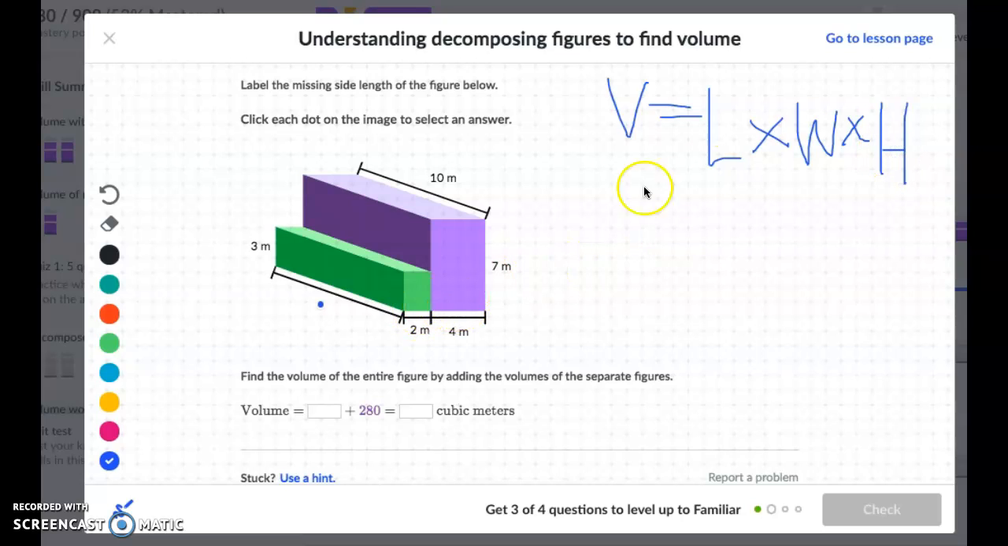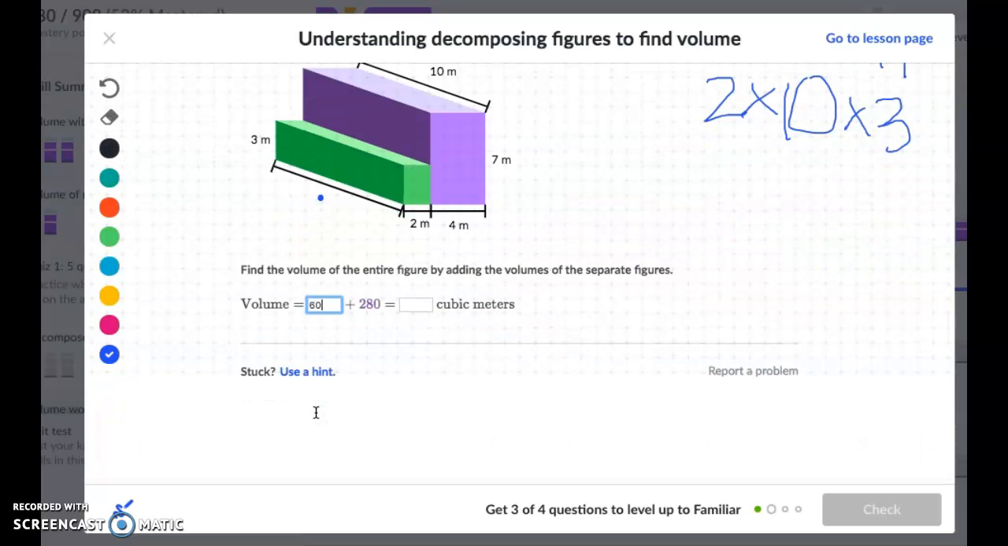And my length is 2. We just discovered that the width is 10. And then my height, how tall it is, labeled right back here, is 3. So make sure you're using the numbers that correlate with the green figure here. So 2 times 10 is 20, and then times 3 would be 60. So the volume of the green figure is 60. And then to know the volume of this all together, we're going to have to add 280 plus our 60.